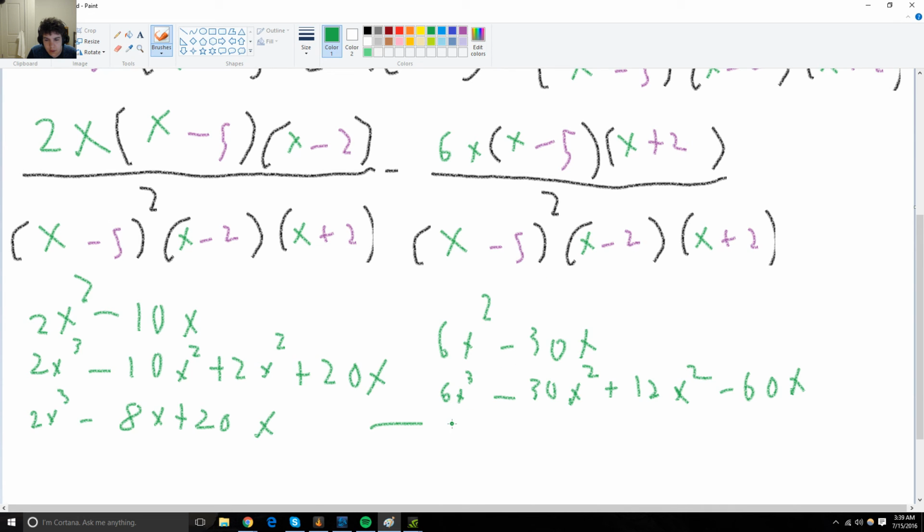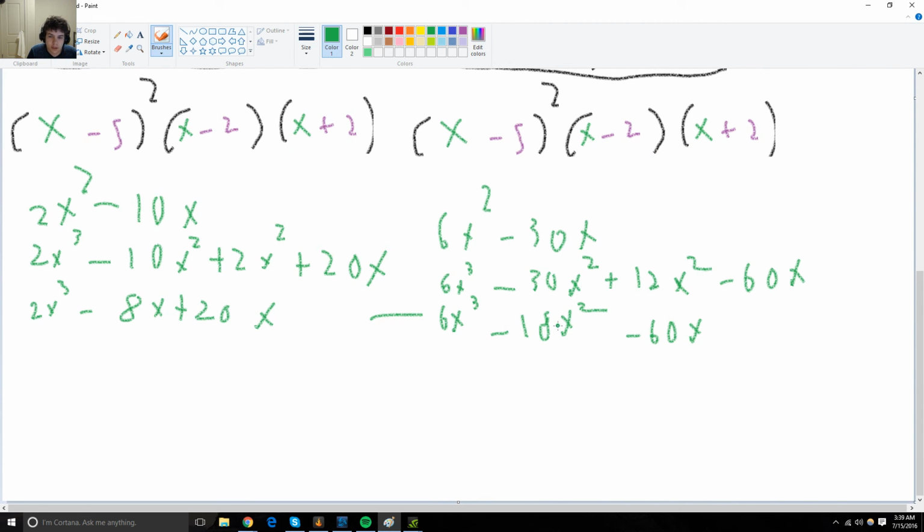6x cubed minus 18x squared minus 60x. So then you just subtract those like terms.